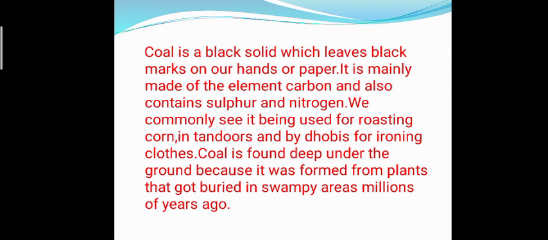Coal is a black solid which leaves black marks on our hands or paper. It is mainly made of the element carbon and also contains some amount of sulfur and nitrogen. We commonly see it being used for roasting corn, in tandoors and by dhobis for ironing the clothes. Coal is found deep under the ground because it was formed from plants that got buried in swampy areas millions of years ago.